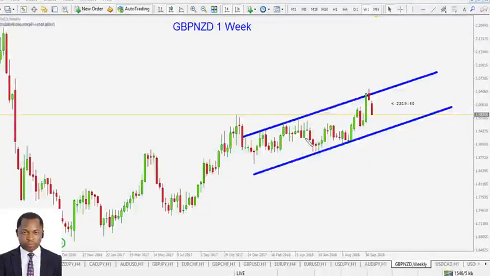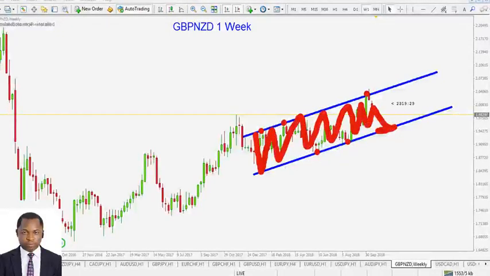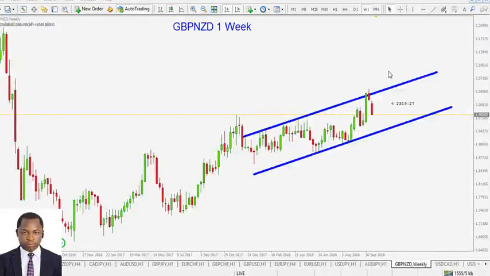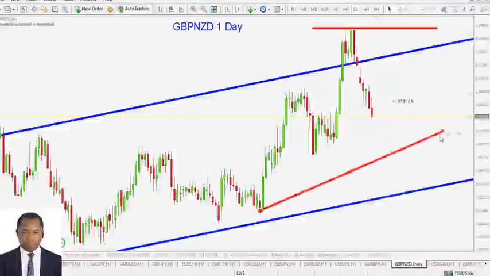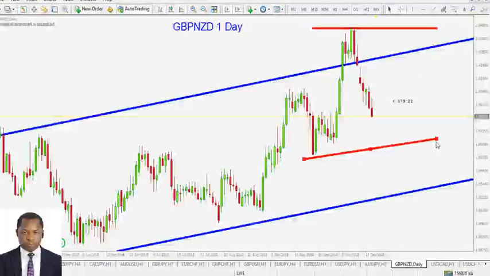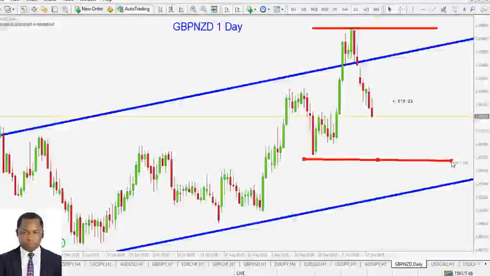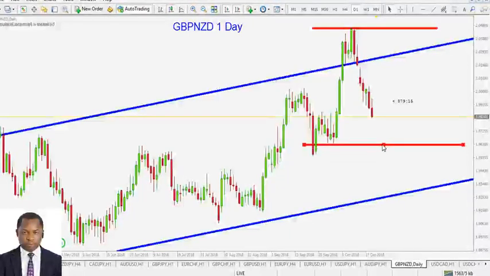Okay, resistance there, respected here. Support here, might be support. It's been sideways. Okay, daily time frame. No level is being respected again. You can take that out. Place it as an area.